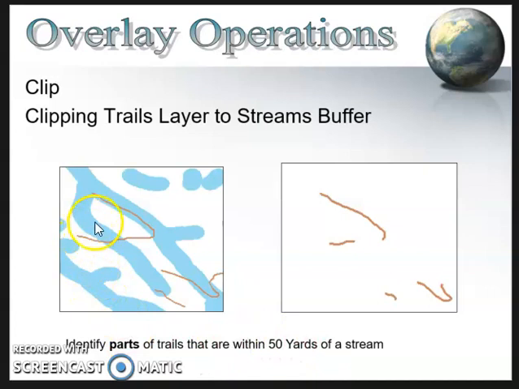So we can see here that we have the two layers turned on in ArcMap. We have that 50-meter stream buffer polygon with our line trail features. After we perform the clip function, we are going to be left with just those clipped trails, and that will help us identify parts of the trails that are within that 50 yards of a stream.